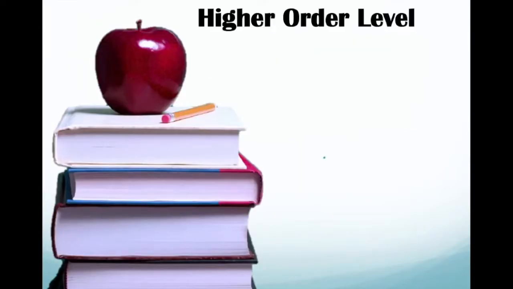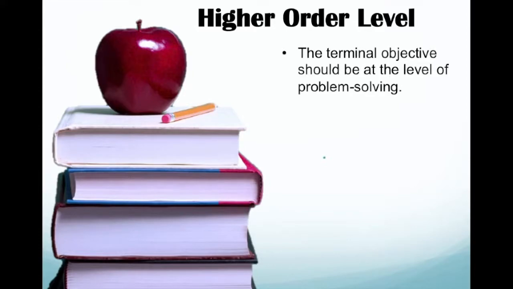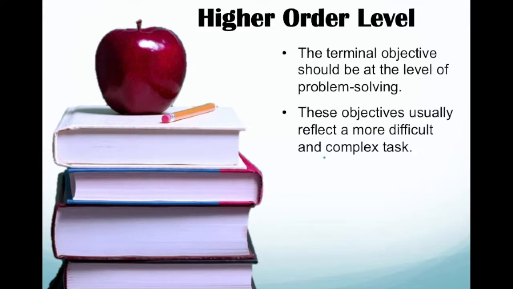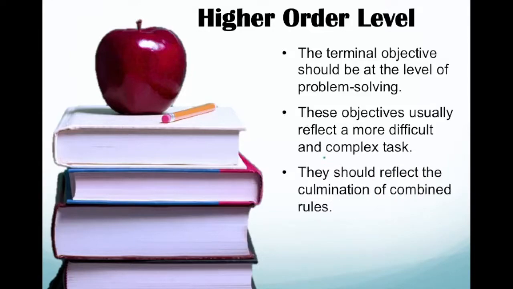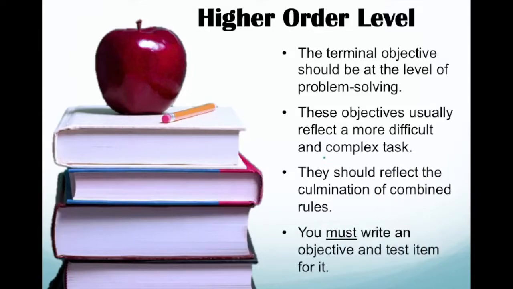If you're trying to reach a higher order level in your intellectual skills, the terminal objectives should be at the level of problem solving. These objectives usually reflect a more difficult and complex task. They should reflect the culmination of the combined rules. In that case, you must write an objective and test or evaluation item for it. Many people think they don't need to because they've already had those combined skills, but you want to see all of the skills used together for that terminal objective.